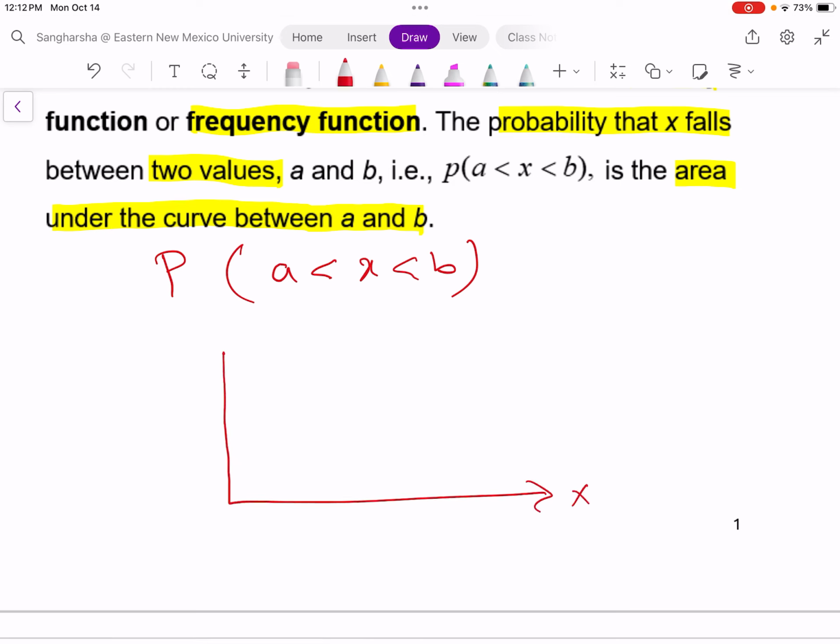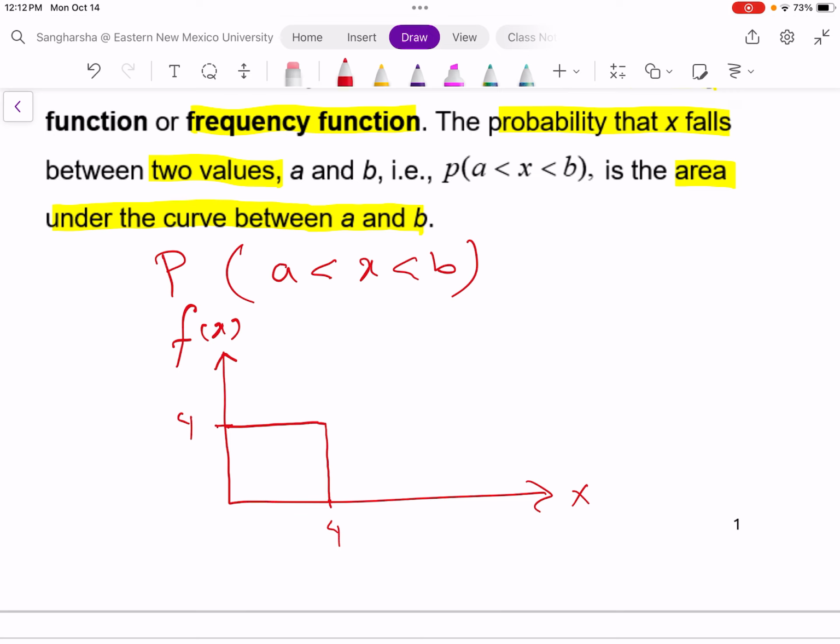Now if we have a different graph, let's say we have a continuous random variable x with f of x, the function for the curve. Let me call this 4, and this is also 4. Now what is the shape of this curve?